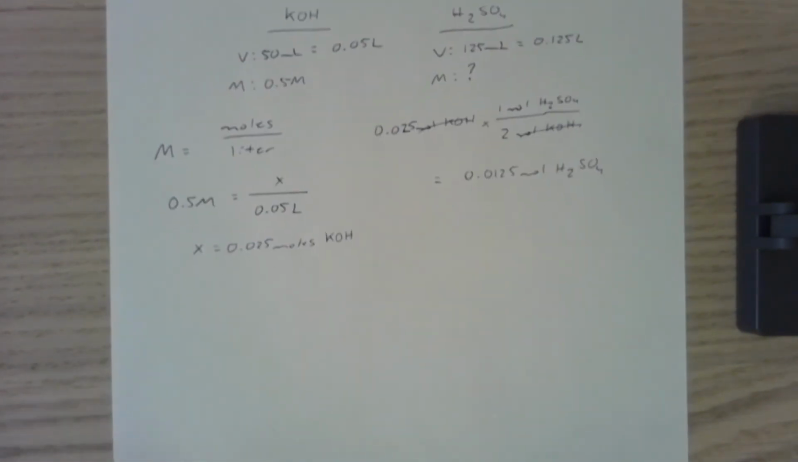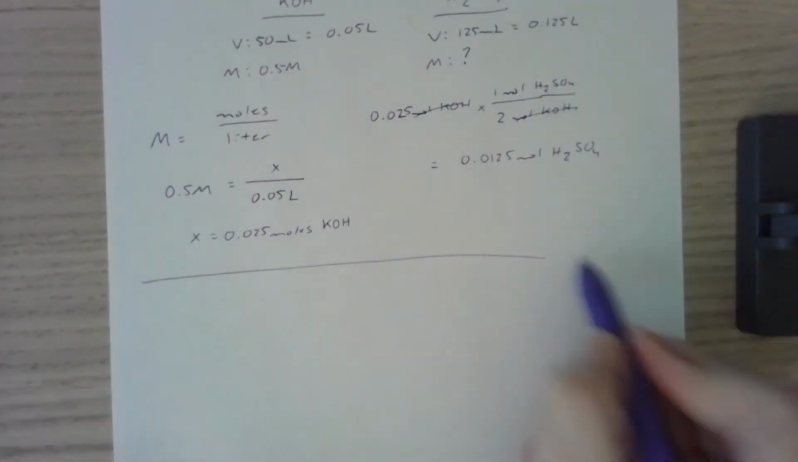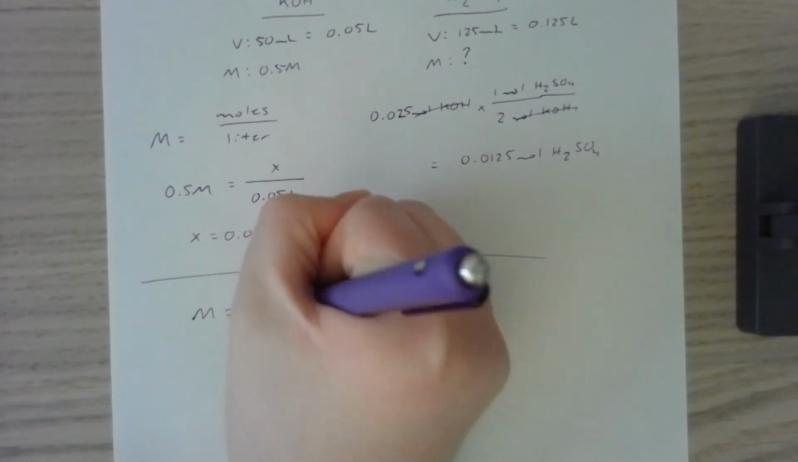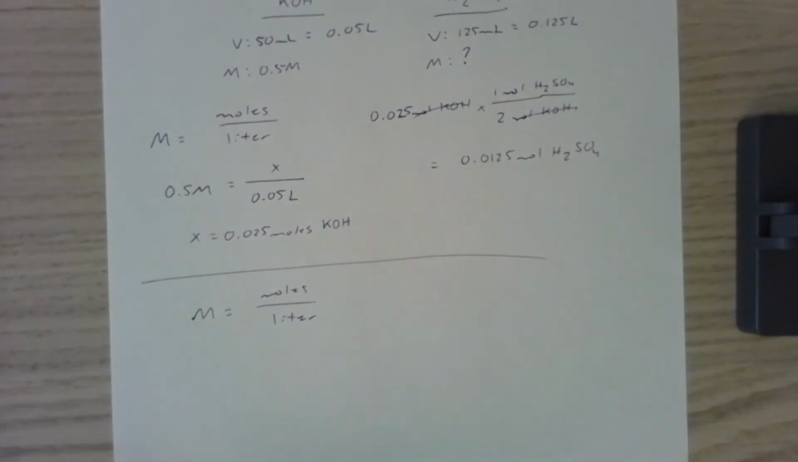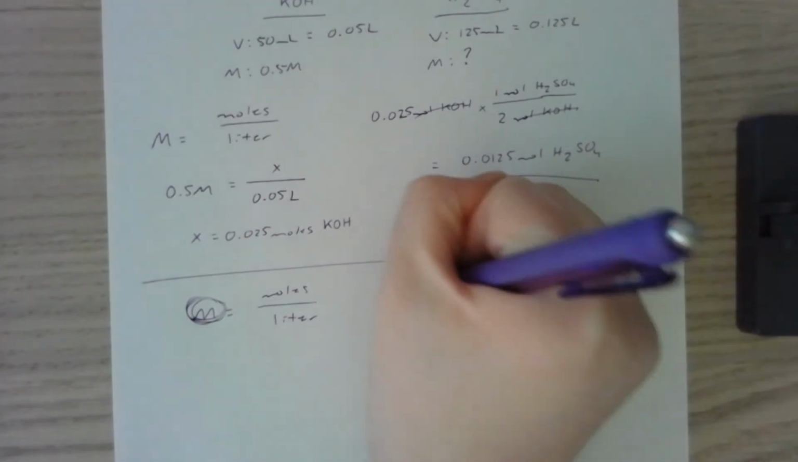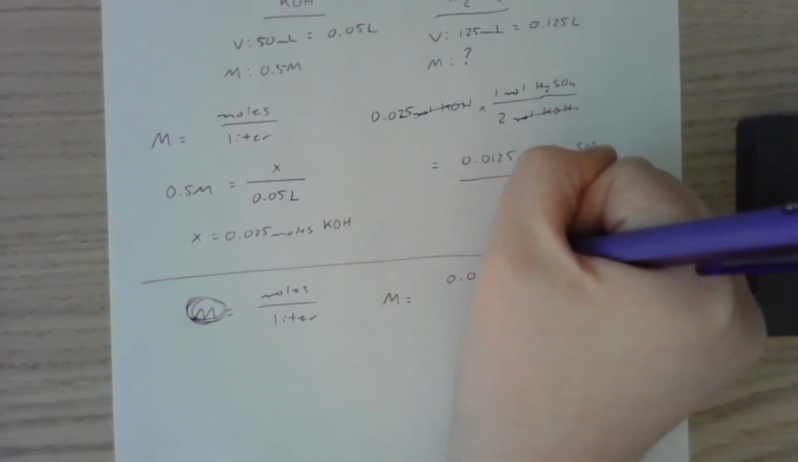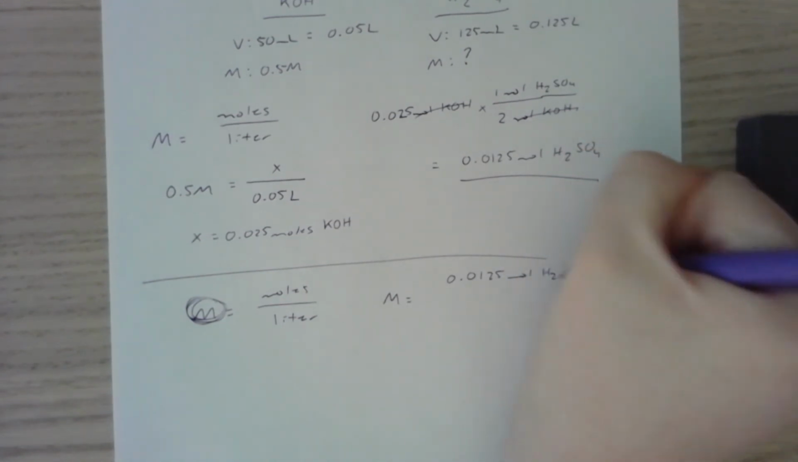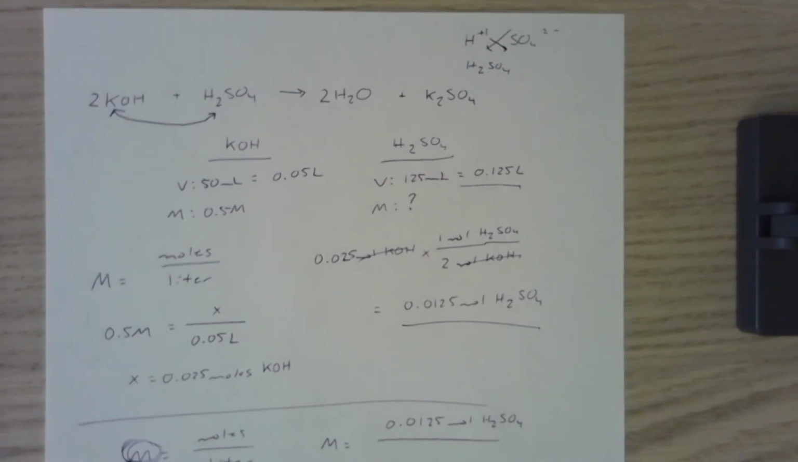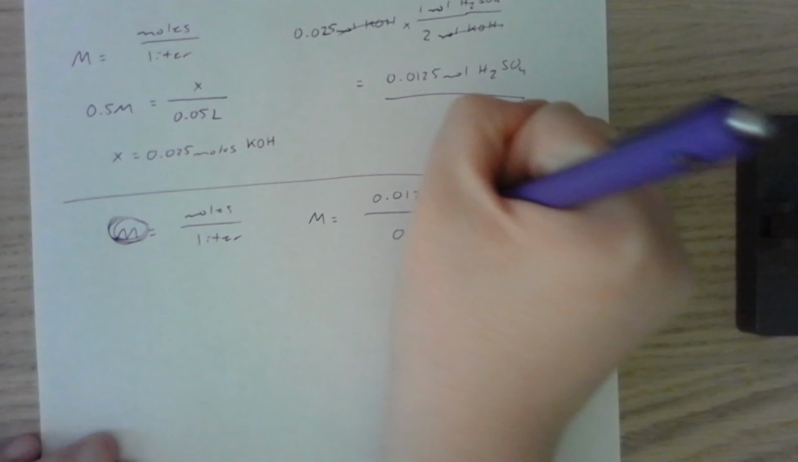That's just how many moles of this I have. So I'm going to go back to this formula. Molarity is equal to moles per liter. I'm trying to solve for molarity. I just found moles, so I'm going to plug that in. So molarity is equal to 0.0125 moles of my acid. And I already know how much of it I had, because remember the original problem told us I had 0.125 liters of this stuff. So I'm going to put that underneath, 0.125 liters.